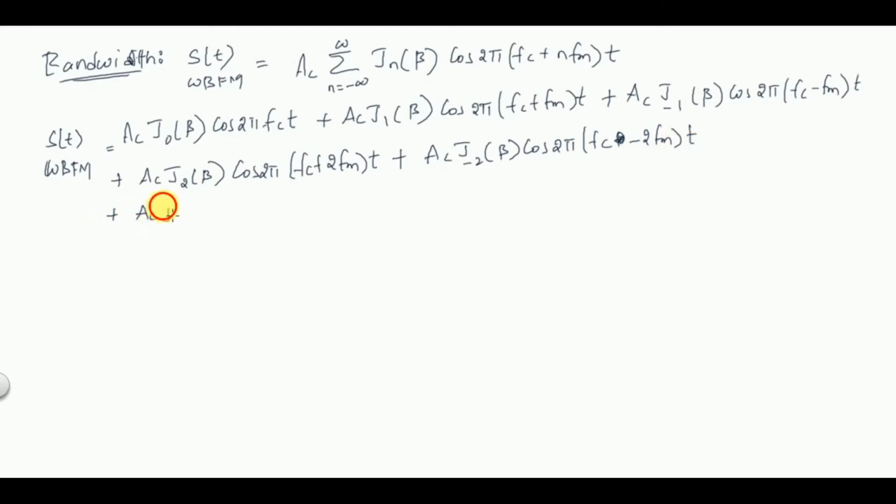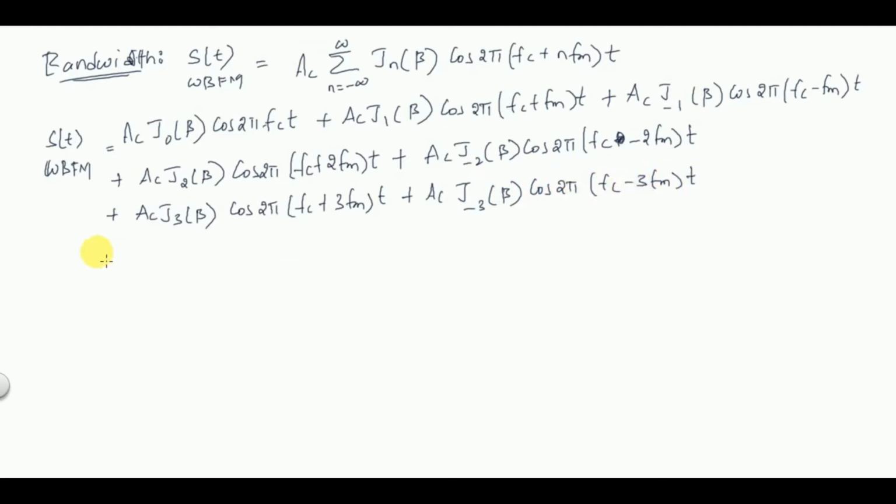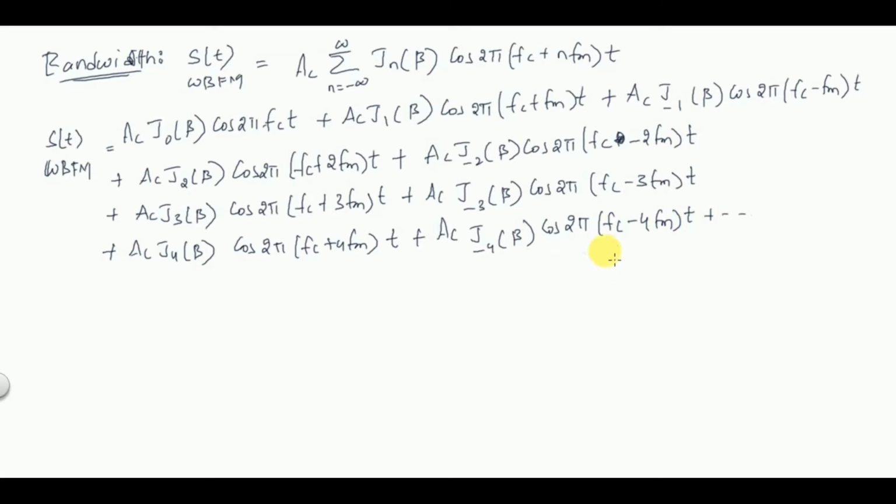If I substitute 3, AC J3 of beta into cos 2 pi (fc plus 3fm) t plus AC J minus 3 of beta cos 2 pi (fc minus 3fm) t. Similarly, if I substitute 4, AC J4 of beta cos 2 pi (fc plus 4fm) t plus AC J minus 4 of beta cos 2 pi (fc minus 4fm) t plus so on. We know from the second property which I told you for Bessel function that J minus n of x is equal to minus 1 whole power n into Jn of x. So for odd values of n, J minus n of x is equal to minus Jn of x.